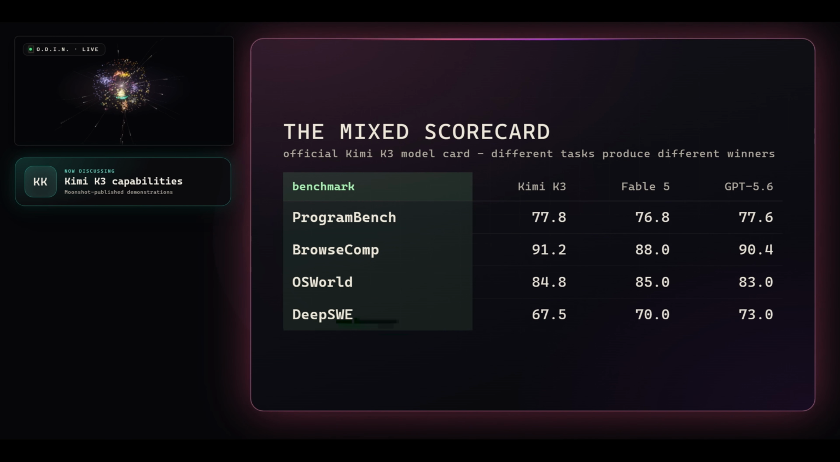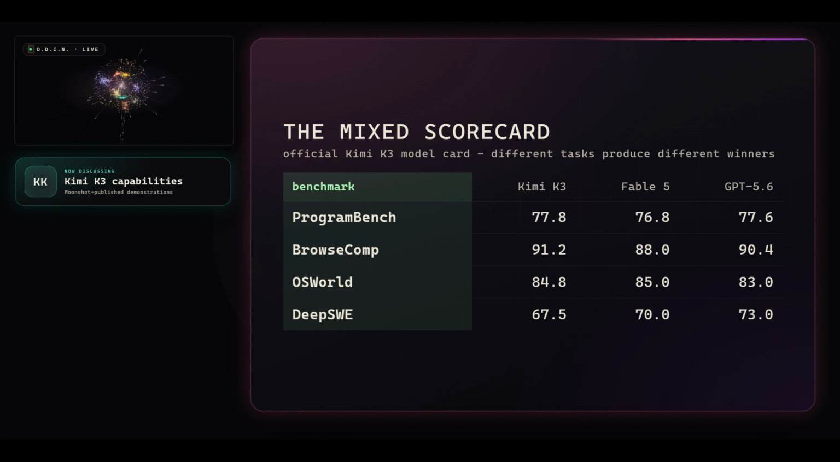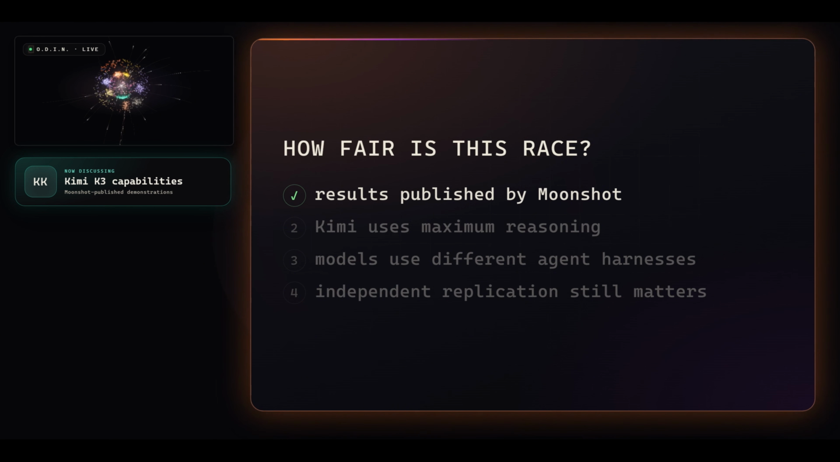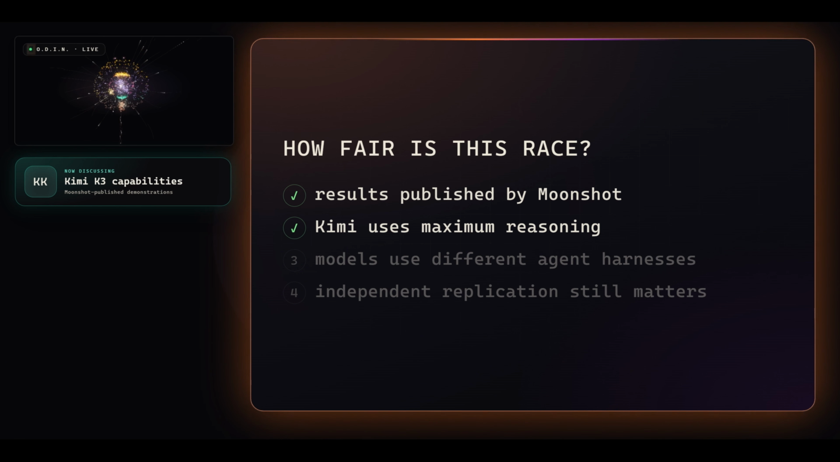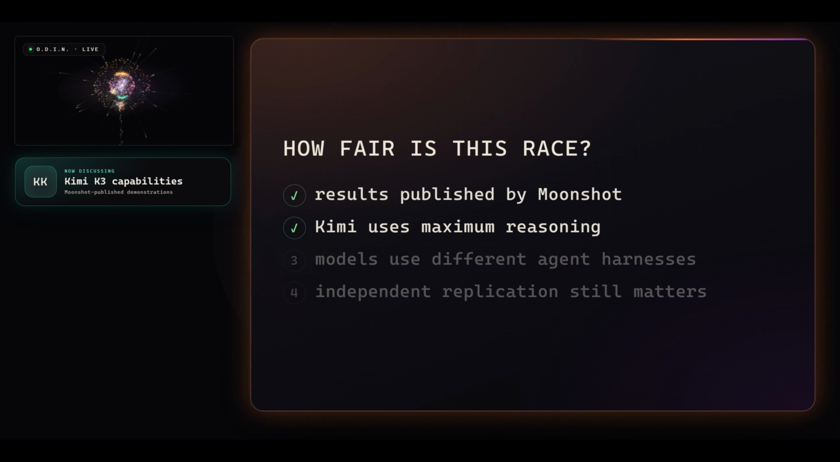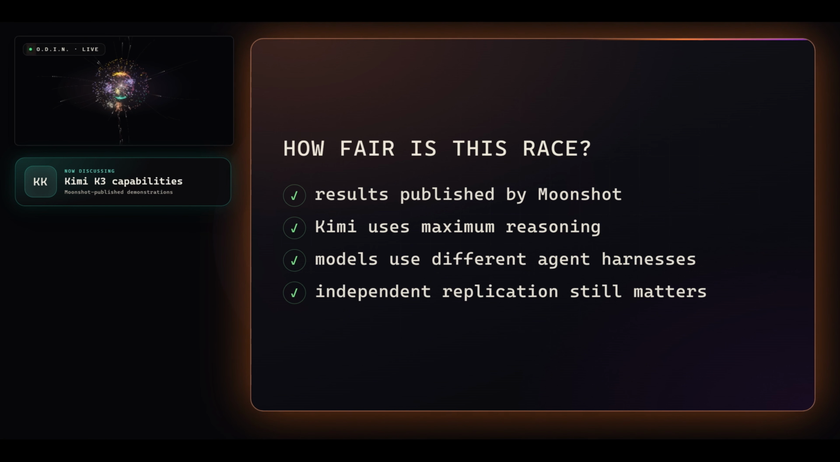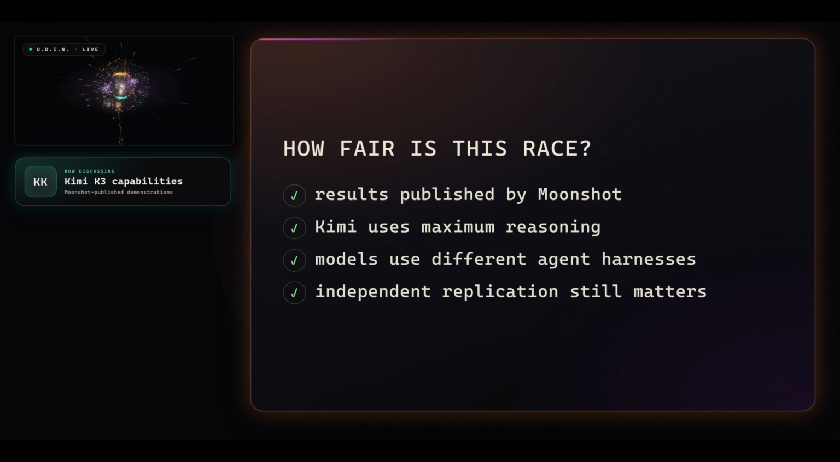The wider table is mixed. Kimi K3 leads ProgramBench and BrowseComp here, stays close on OSWorld, and trails both closed models on DeepSWE. Before turning that table into a victory speech, note the first caveat. These are Moonshot published results, not a neutral benchmark run we controlled. Second, every Kimi K3 score shown here uses its maximum reasoning setting, which can change latency and cost. Third, the compared models use different coding and agent harnesses. That makes the numbers informative, but not a perfectly controlled head-to-head experiment.